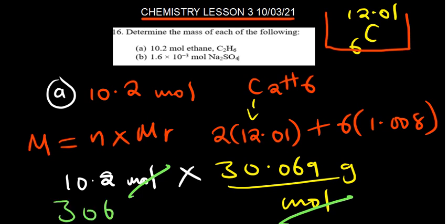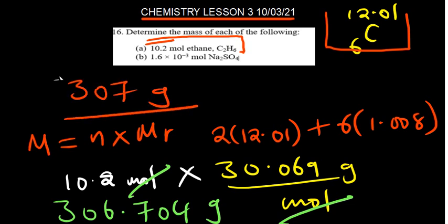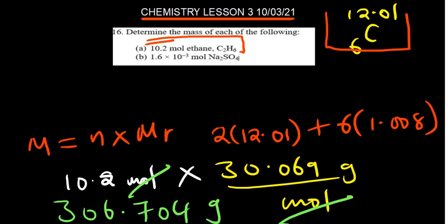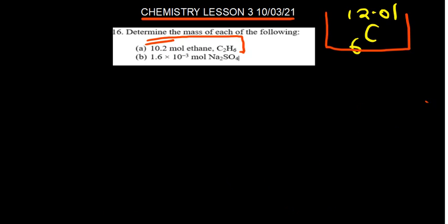And the solution is going to be 306.7. Now, how do you come up with the units? Once you find a solution, you need to be very careful as you present your final solution. Look at the given data in the question. The given information, 10.2, has 3 significant figures. So we're going to have 307 grams as our final solution. Feel free to pause and try out the second one before you see the solution.